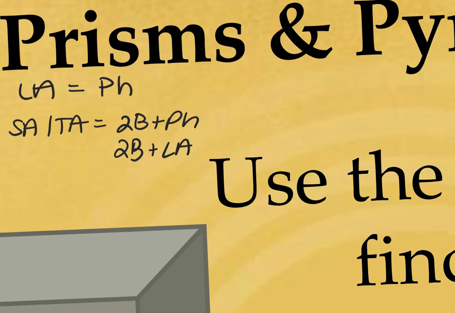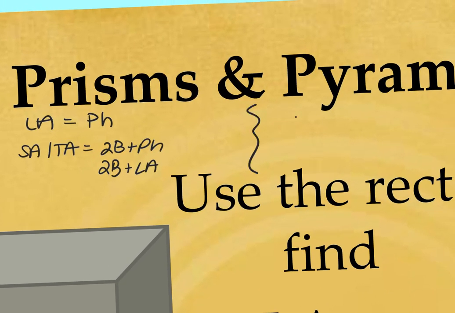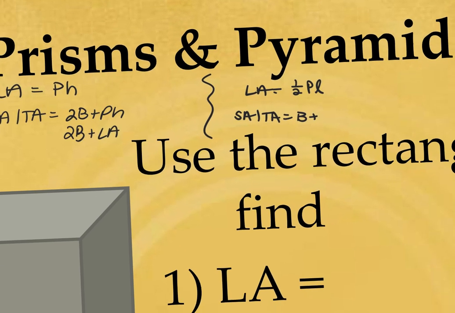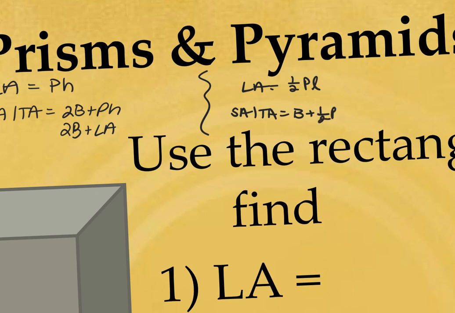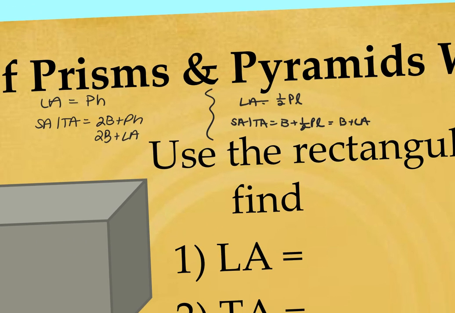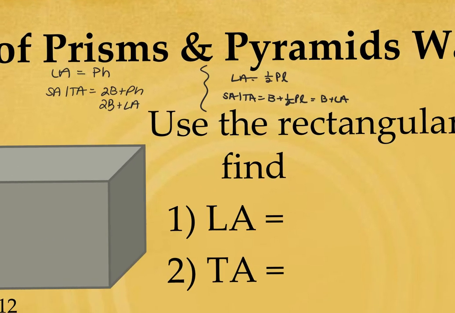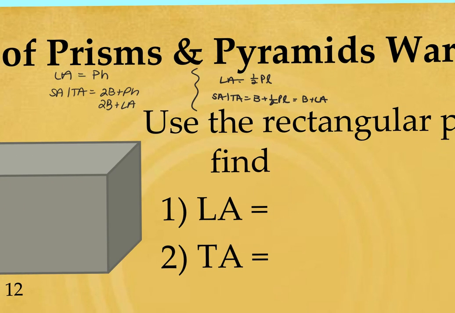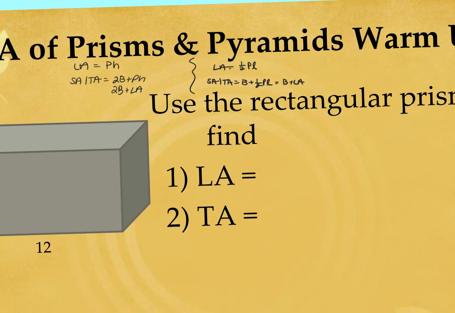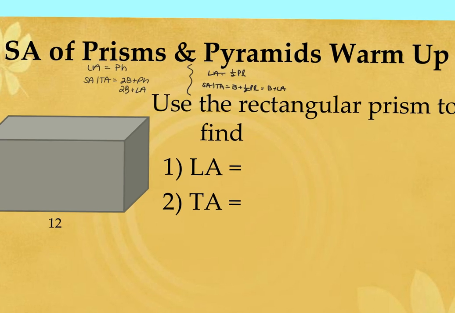For the pyramid, the lateral area is 1/2 the perimeter of the base times the slant height. And then the surface area or the total area, this time there's only one base. So it's B plus 1/2 perimeter times the slant height, or it's B plus lateral area. We're going to add to these formulas like we did last time. So if you want a kind of running note on your formulas, it probably wouldn't be a bad idea.